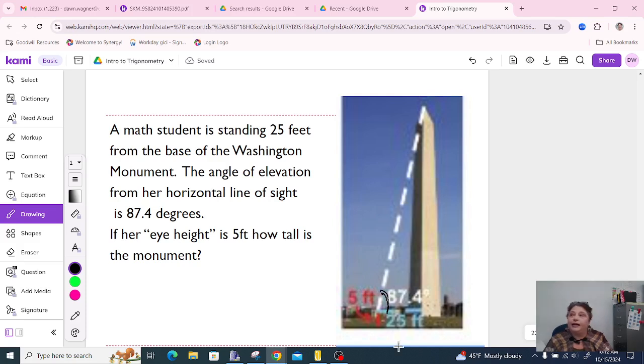So if I label my triangle, this is opposite here. Your adjacent would be here. This is your hypotenuse. You are looking for the height, so you're looking for your opposite. You have adjacent. You also have this angle measure. Now, the angle of elevation from her horizontal line of sight is 87.4 degrees.